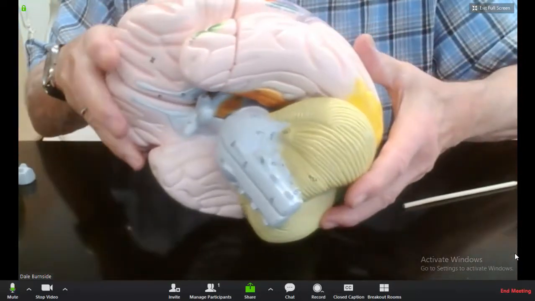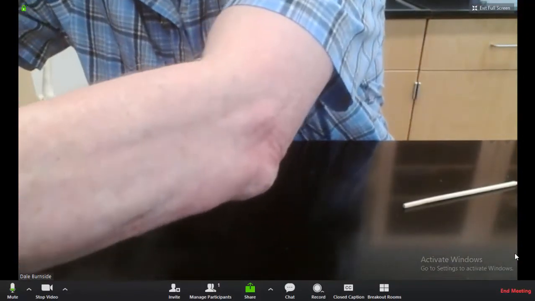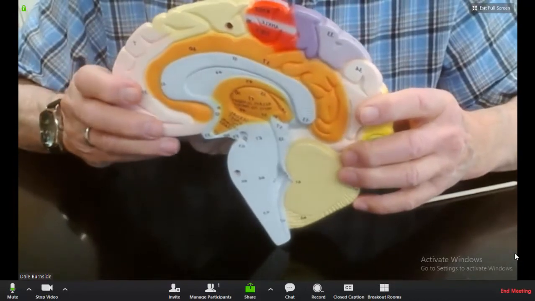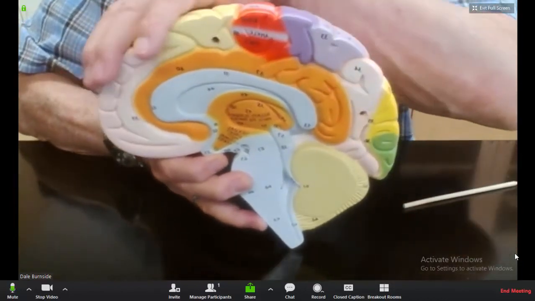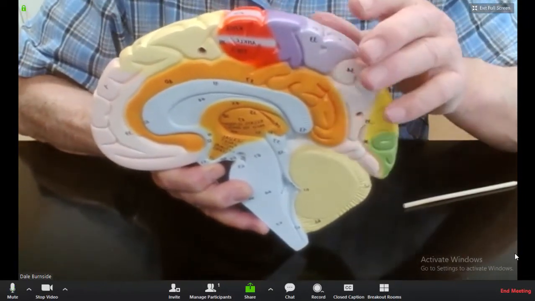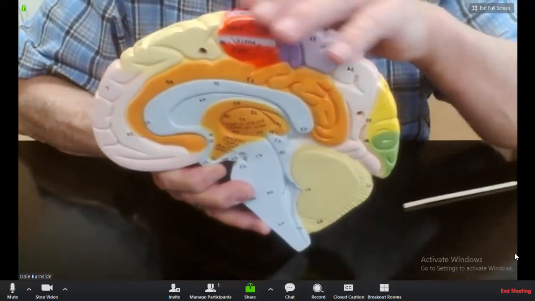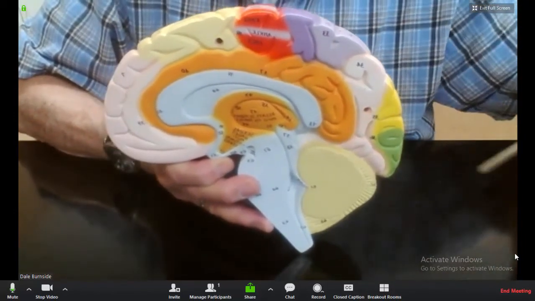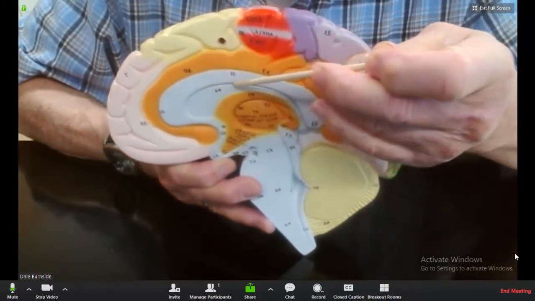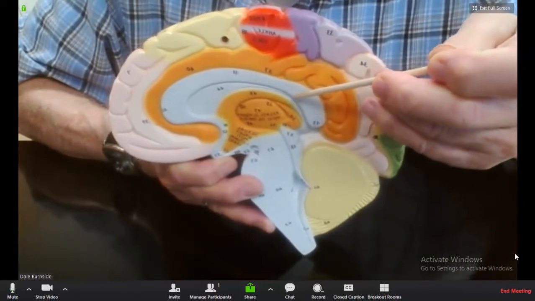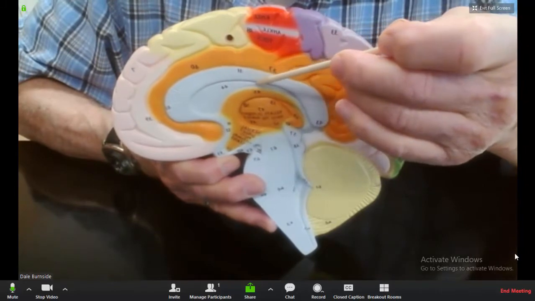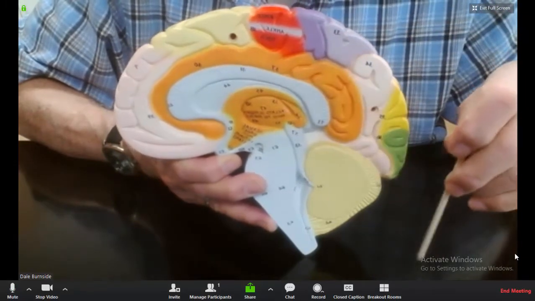So now let's look at a sagittal section. Let's put that brain aside and look at a sagittal section. And in a sagittal section, see all this big outer stuff, that's the cerebral cortex, and the cerebrum. Then this big white thing is called the corpus callosum. The corpus callosum integrates between the right and left cerebral hemispheres.